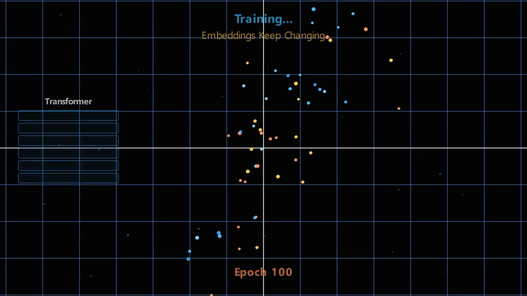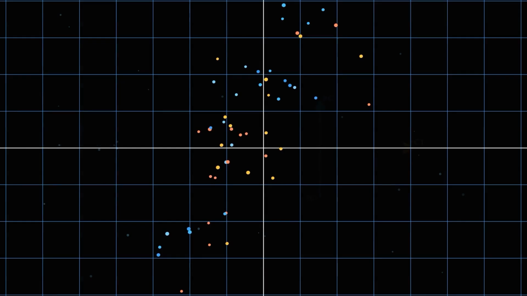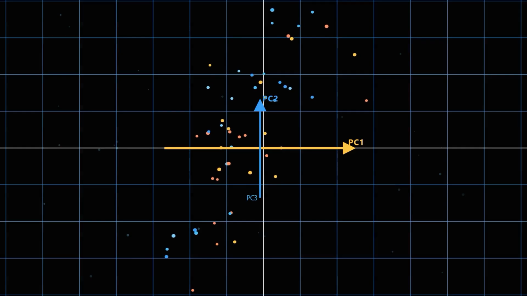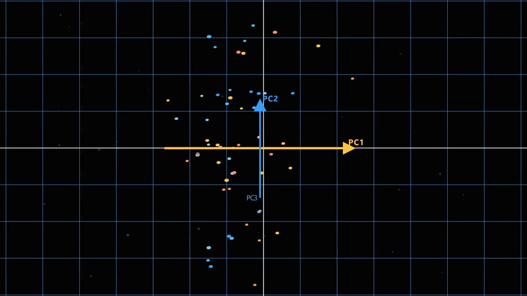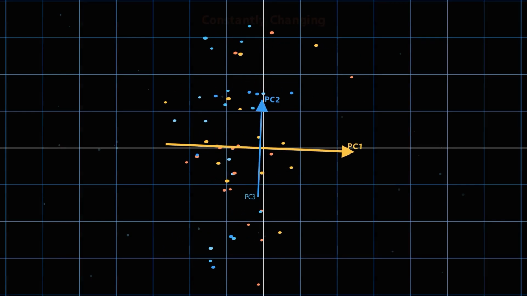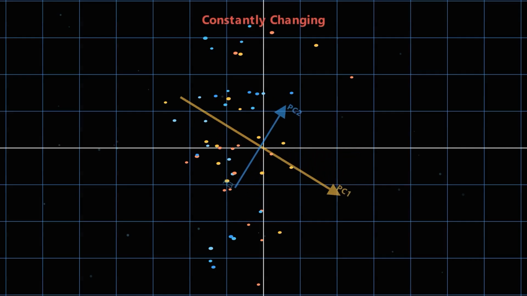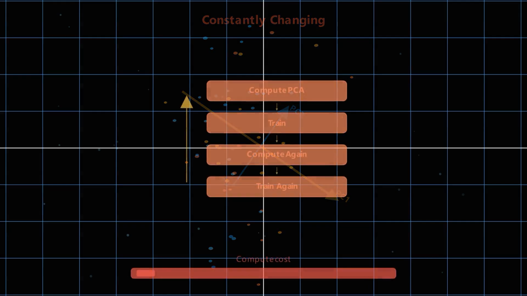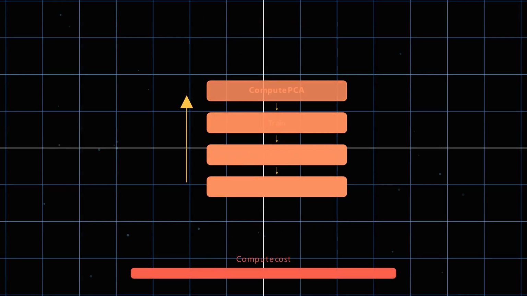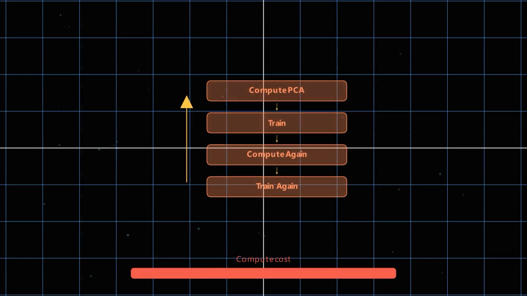Remember how PCA works. It discovers the directions with the greatest variance. But if the embedding space changes after every training step, those principal directions also change. Yesterday's PCA is no longer today's PCA. That creates a new problem. If the data changes continuously, PCA must also be recomputed continuously. Instead of calculating it once, you would need to update it over and over again throughout training.